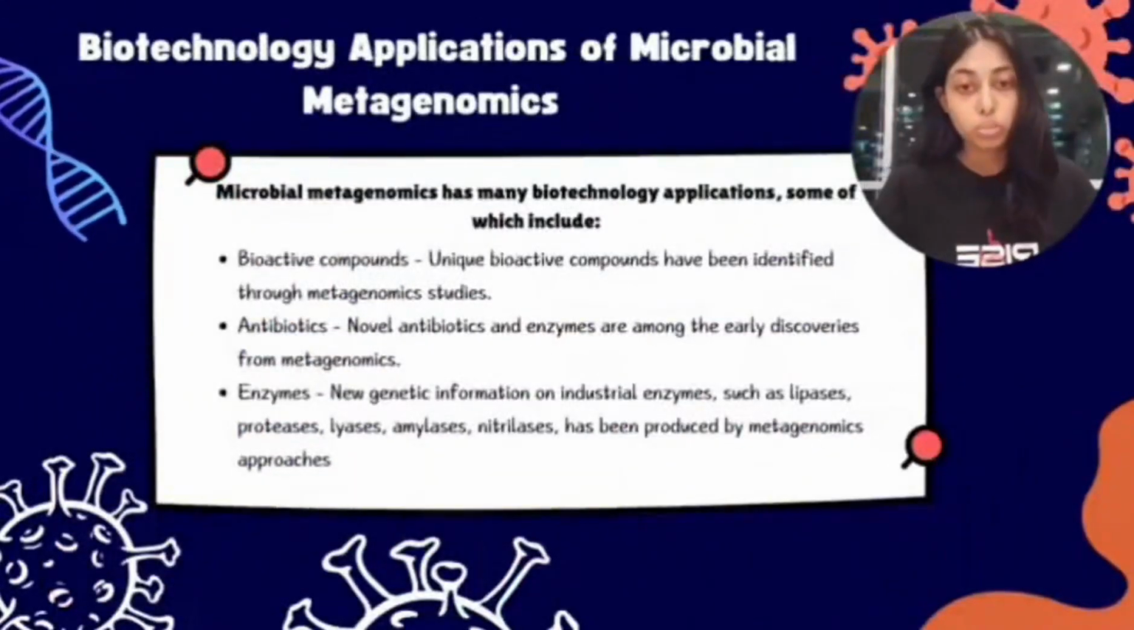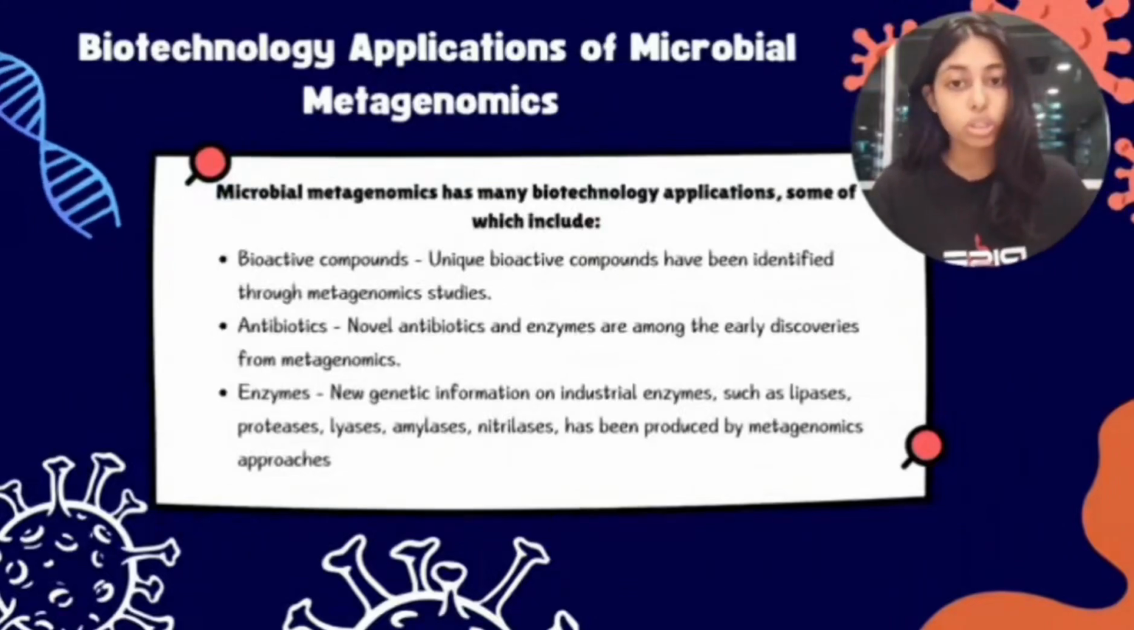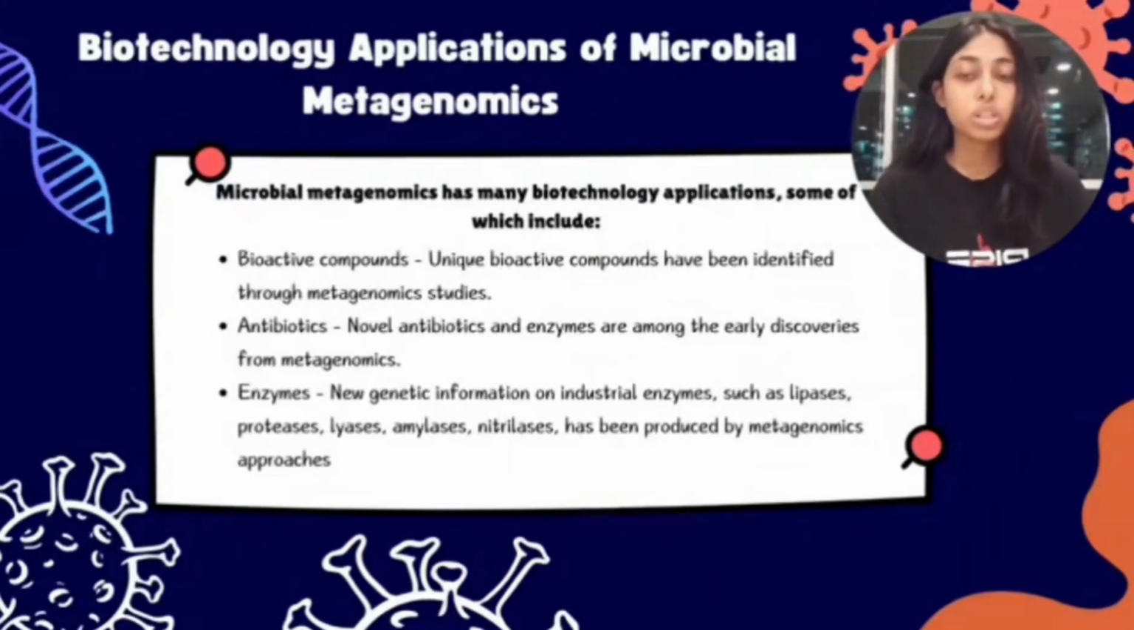So for the application of microbial metagenomics, there are two parts. The first one is the biotechnology part and the second is the industrial part. For the biotechnology part, let's first look into antibiotics. Metagenomics has advanced antibiotic research. Soil microbiome studies have led to the discovery of antibiotics like streptomycin.